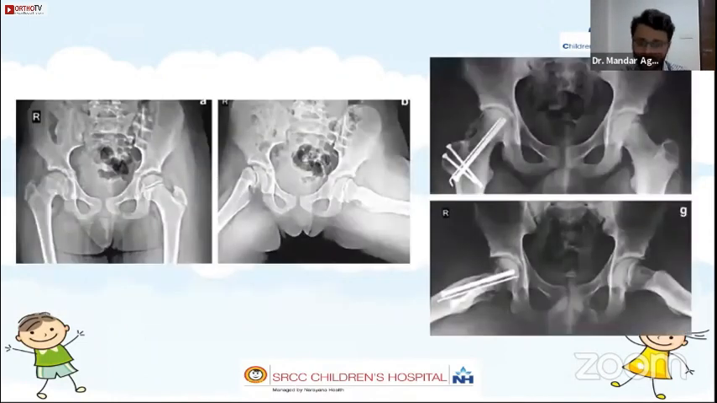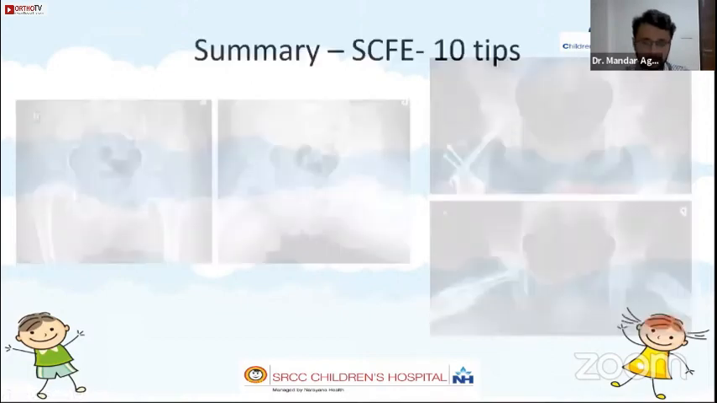This is one of the X-rays which I had shown in the article. You can see that it's a severe slip. You can see a large amount of posteromedial callus. This is the same child after 3 years, showing excellent healing and no AVN.